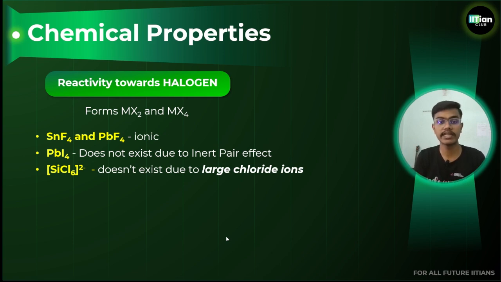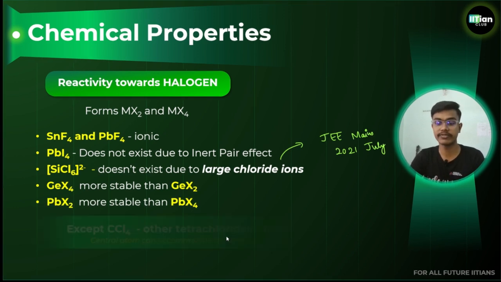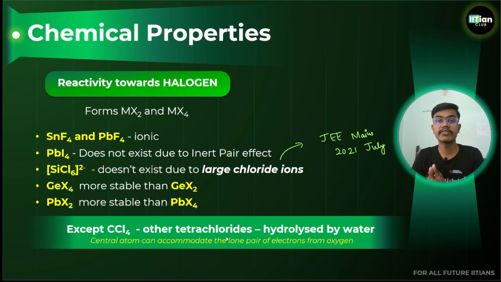That's why it is not existing, and this was once tested in JEE Mains in 2021. And you have to note that germanium X4 is more stable than germanium X2, but lead X2 is more stable than lead X4. There is an exceptional property for CCl4. Other tetrachlorides are hydrolyzed in water, but CCl4 is not hydrolyzed in water because it cannot accommodate an extra lone pair from oxygen, as it does not have an empty d orbital.